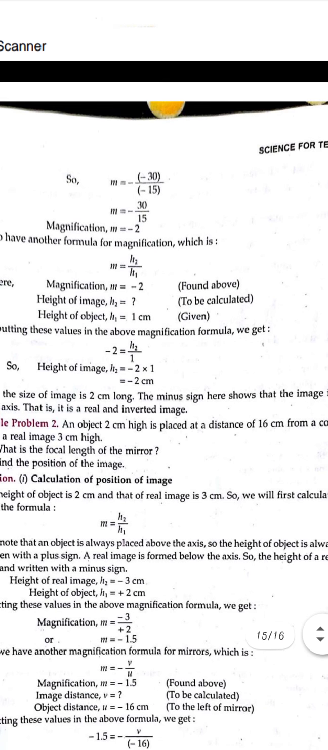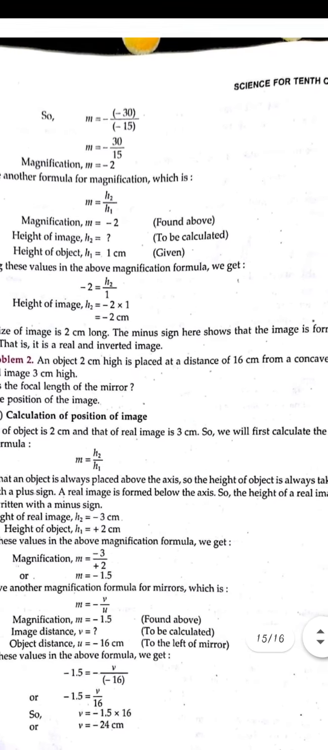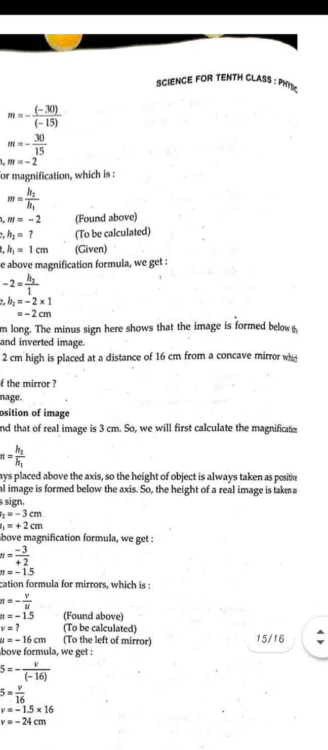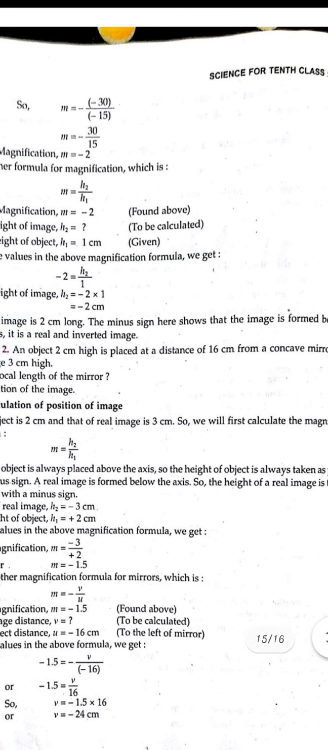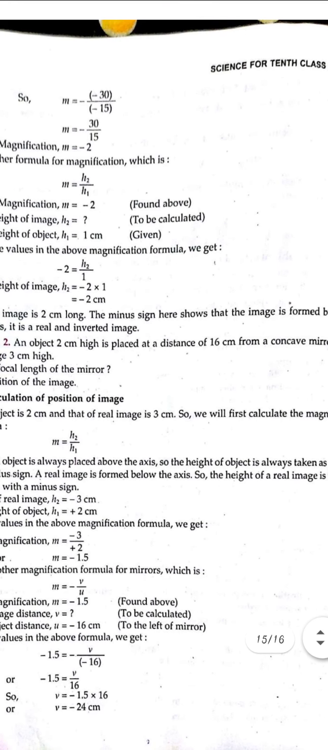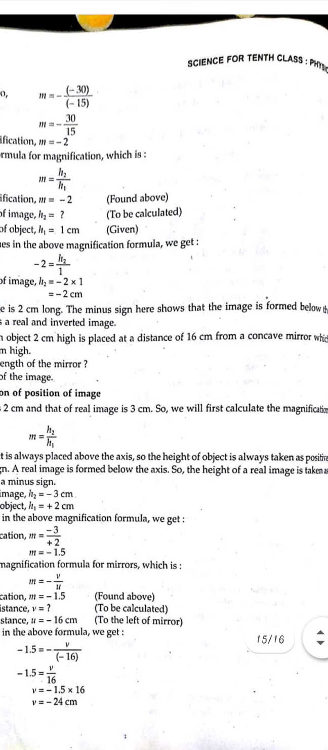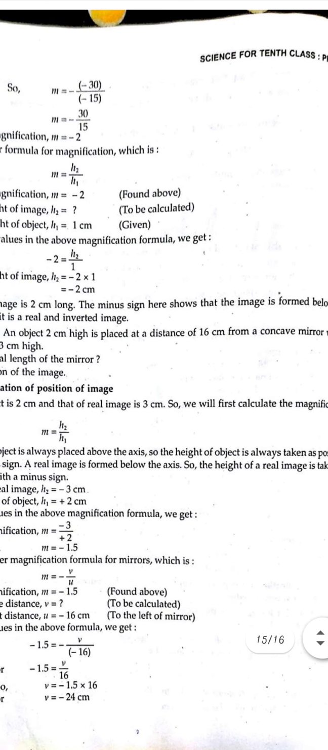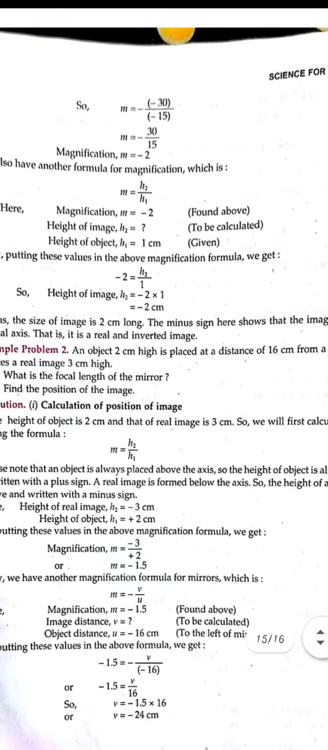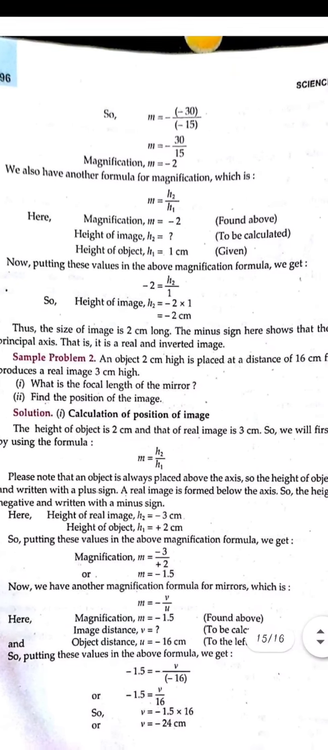Okay, so the second problem here is similar. An object 2 centimeter high is placed at a distance of 16 centimeter from a concave mirror. So the object distance is 16, that is, u is equal to 16, and it produces a real image 3 centimeter high.